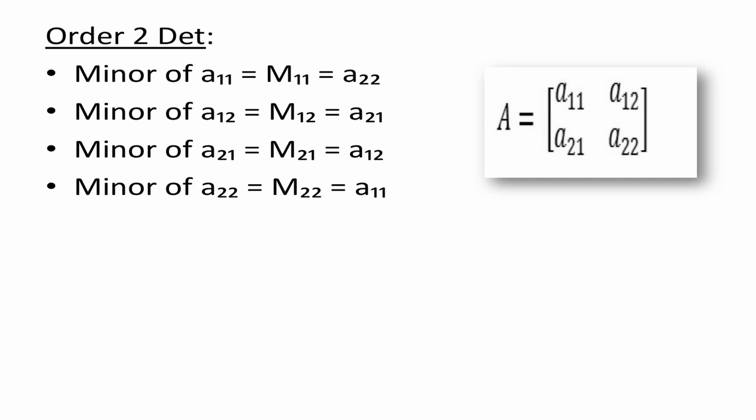So, the minor of A11 is A22. Similarly, for the minor of A12, we delete row 1 and column 2, and the resultant element, that is A21, is the minor of A12, right. So, this is how we can find the minors of an order 2 determinant. All right. Now, how do we find the minors of an order 3 determinant? Let us go to the next slide.